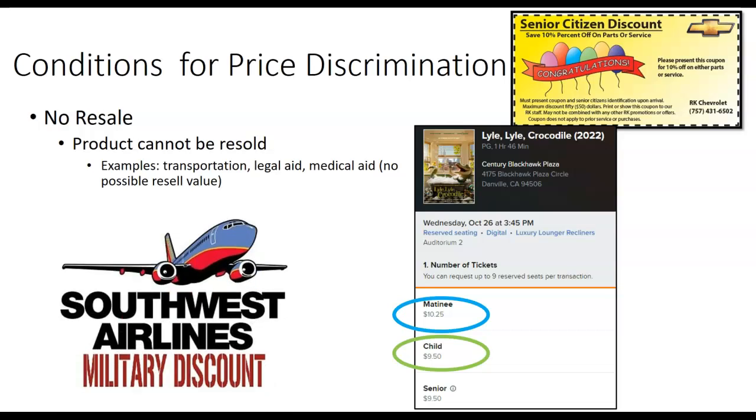If you're part of the military, thank you for your service. We're going to give you a discount from Southwest Airlines. But I don't want you to buy this ticket and then all of a sudden give it to your friend who is not part of the military, who's not part of your direct family. I gave it to you for a specific reason. So in order to do good price discrimination, I want to make sure that I can identify that the person using this is the person who is intended to.